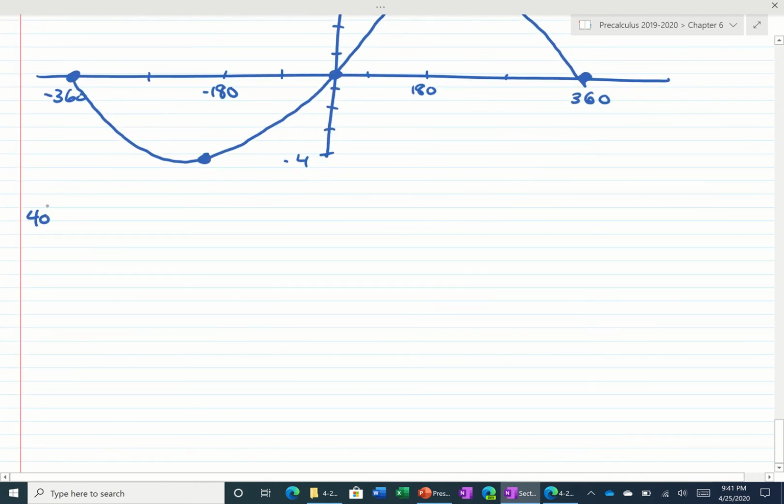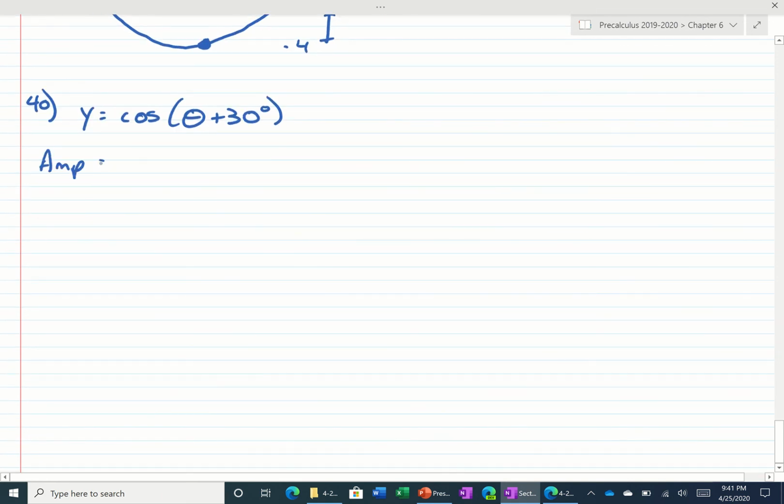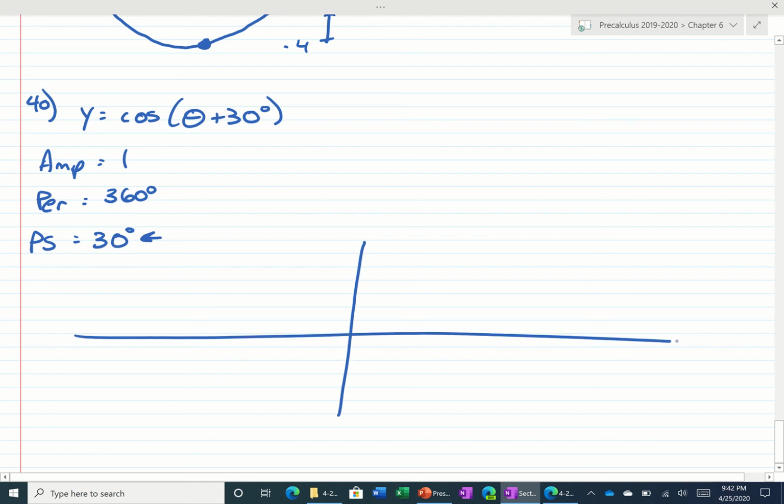Let's see, 40. For 40, it says y is equal to the cosine of theta plus 30 degrees. Alright, so theta is by itself. The amplitude's 1. The period is normal, the period of cosine is 360. And the phase shift would be 30 degrees to the left. Just like the other ones, we'll set it up.